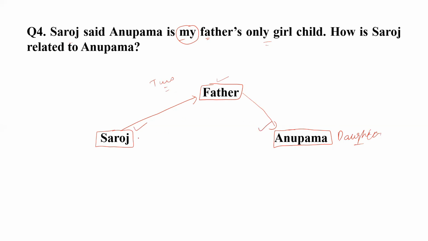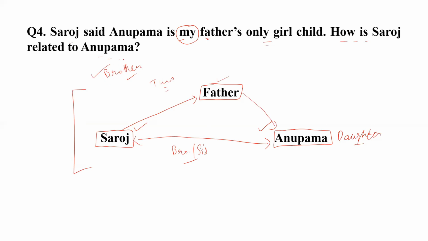So this is the boy, so ultimately that means these two parties shall be having the relationship of siblings. That means the relationship of a brother and a sister. That means Saroj should be brother of Anupama and Anupama should be sister of Saroj. So the question is saying, how is Saroj related to Anupama? That we can easily answer now by having that relationship map built, that Saroj should be brother of Anupama.